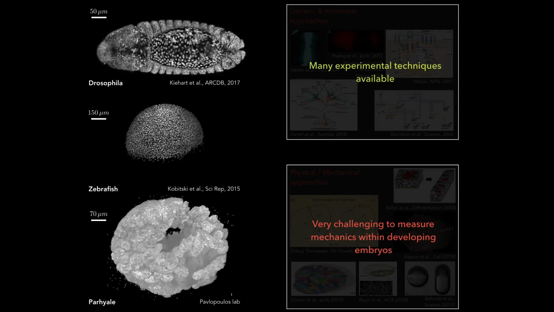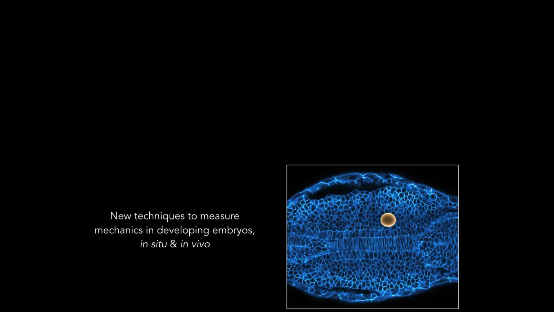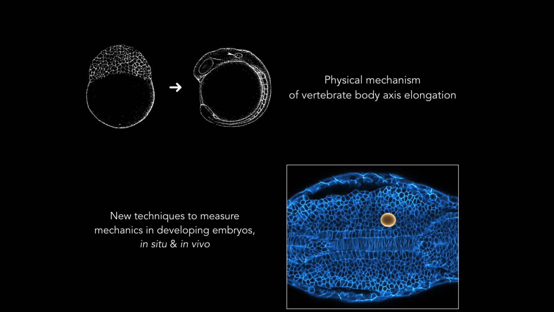So in this talk, I'm going to tell you about the efforts in my group to try to overcome this problem. In particular, I'll tell you about the new techniques that we've developed to measure mechanics directly in situ, in vivo, within developing embryos. And not only that, you can essentially use these techniques in any 3D multicellular system, organoids, 3D cell culture, anything that you want. And then I'll show you that with these techniques, we can try to answer how embryos are physically shaped in 3 dimensions, and I'm going to tell you about the physical mechanism of vertebrate body elongation.